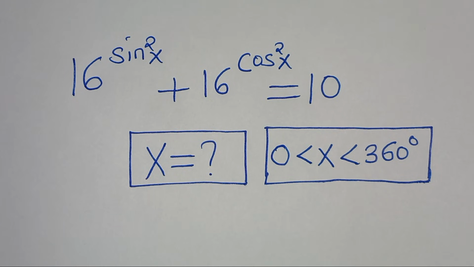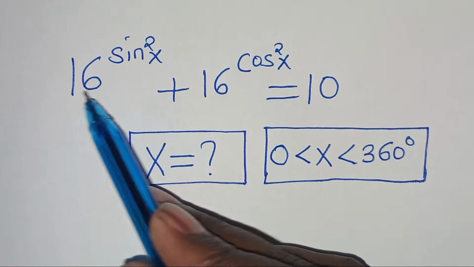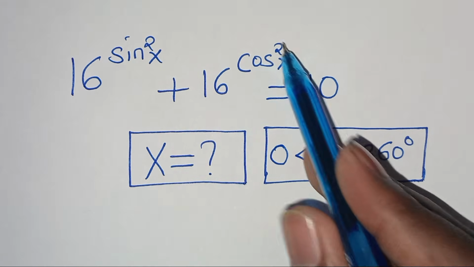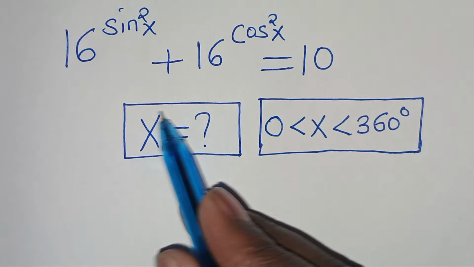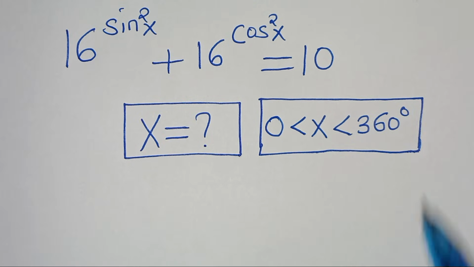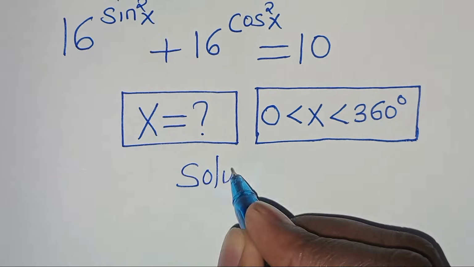Hello everyone, you're welcome to solve this nice trigonometric math problem, which is 16 to the power of sine squared x plus 16 to the power of cos squared x. This is equal to 10. So what is the value of x given that x ranges from 0 to 360 degrees? Let's provide a solution from here.